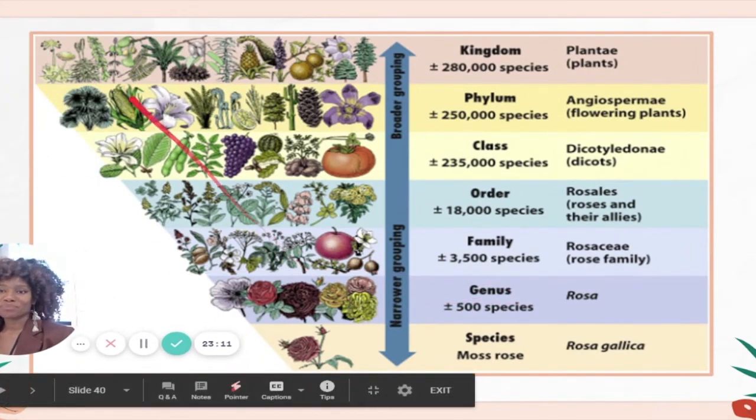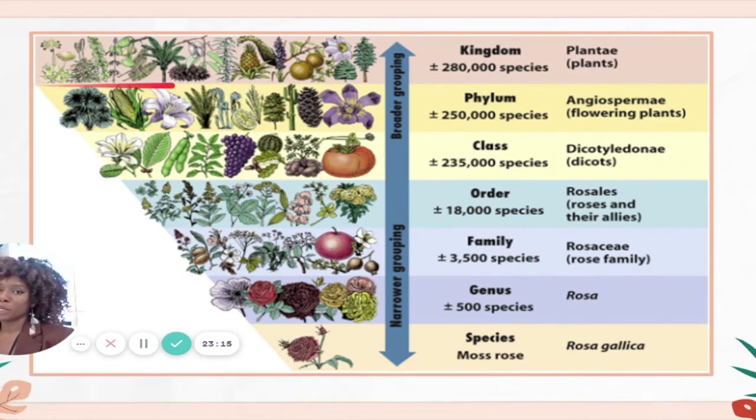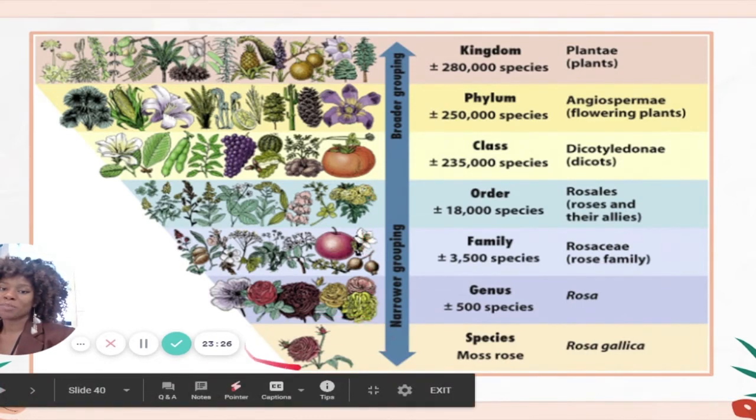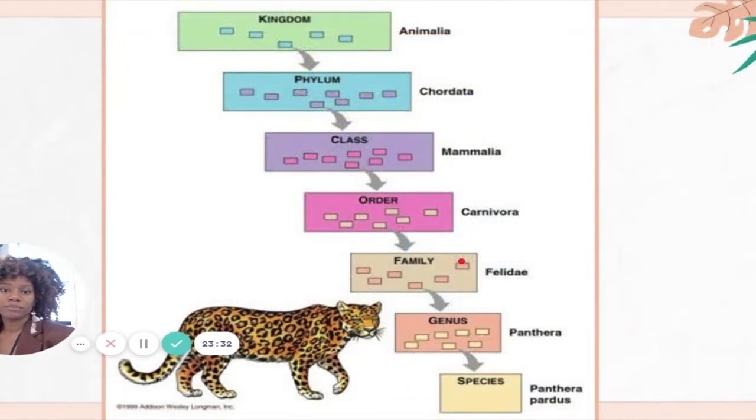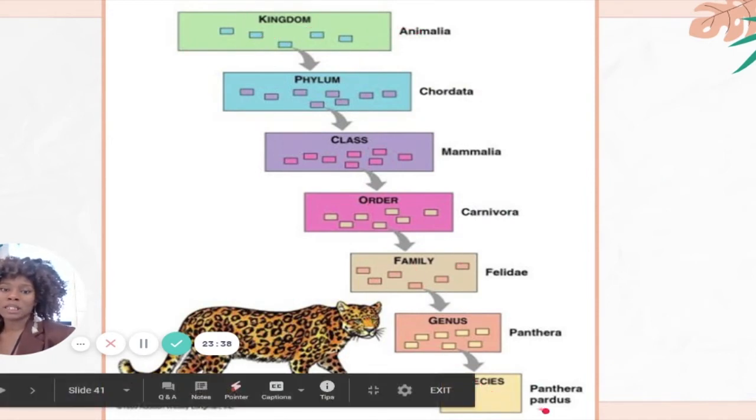Okay, here's yet another representation of it. This time we're looking at plants. So up here at the kingdom level, it's very broad, it's very big, it's very large. And then we're getting smaller and smaller, more and more specific until we reach a single species. Yet another representation of this: kingdom, phylum, class, order, family, genus, species.